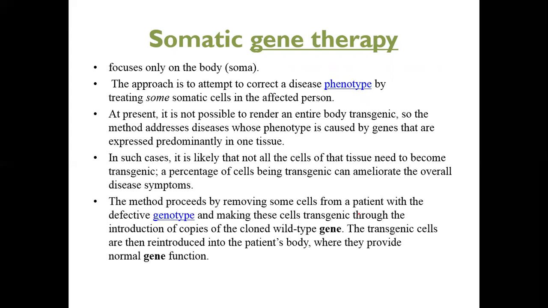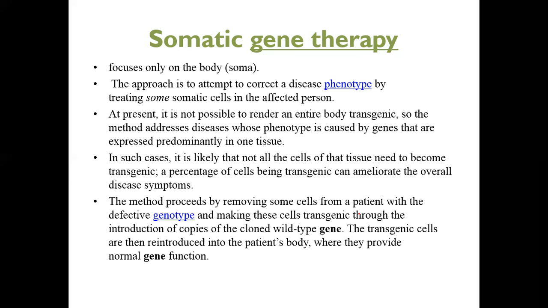The method proceeds by removing some cells from a patient with the defective genotype and making these cells transgenic through the introduction of copies of the cloned wild type genes. The transgenic cells are then reintroduced into the patient's body where they provide normal gene function.